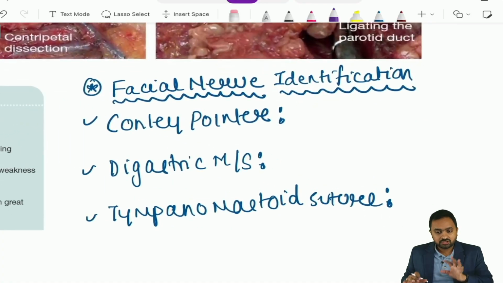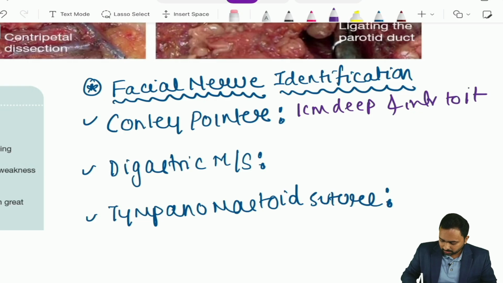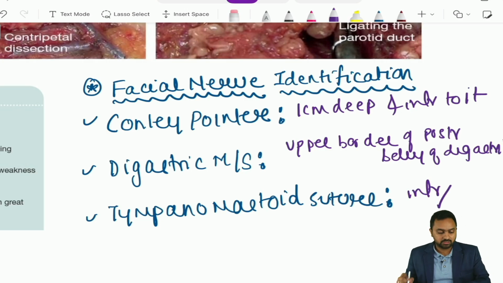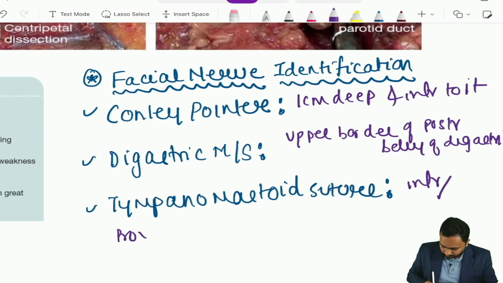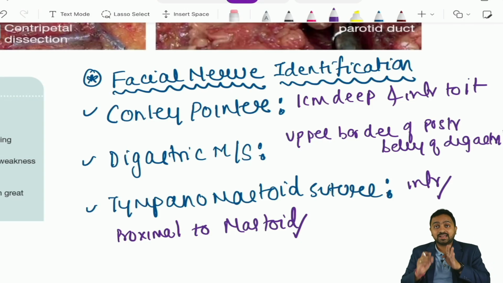So for facial nerve identification, as we said, it lies 1 centimeter deep and inferior to the tragal pointer. In relation to the digastric muscle, it lies on the upper border of the posterior belly of the digastric muscle, inferior to your tympanomastoid suture, and proximal to your mastoid. So these are a few important antegrade localizations of your facial nerve.